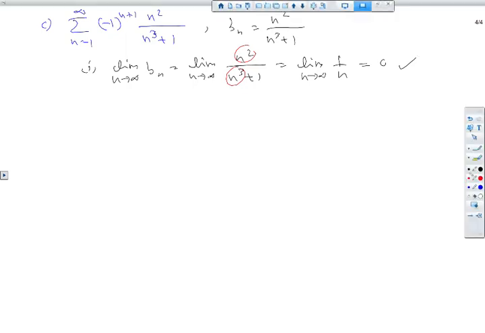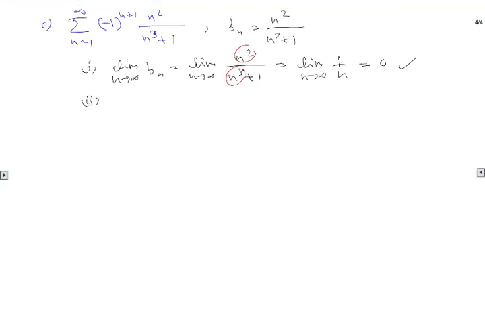So let's look at the second step. The first step is passed. We normally take that step first, because if it violates, then we don't want to go to the second step. Now what do we want to do? We want to prove that this sequence Bn is decreasing.